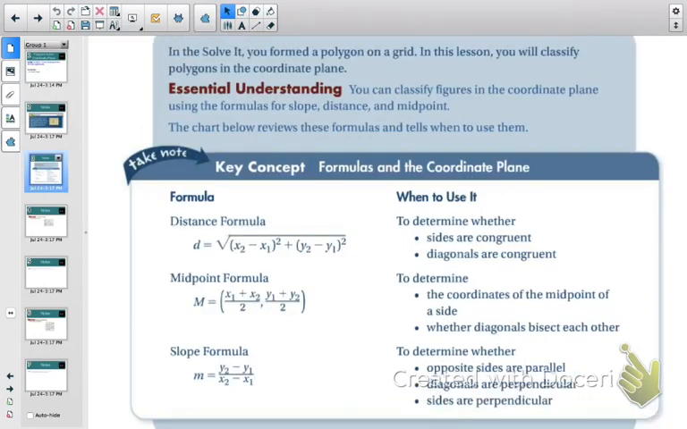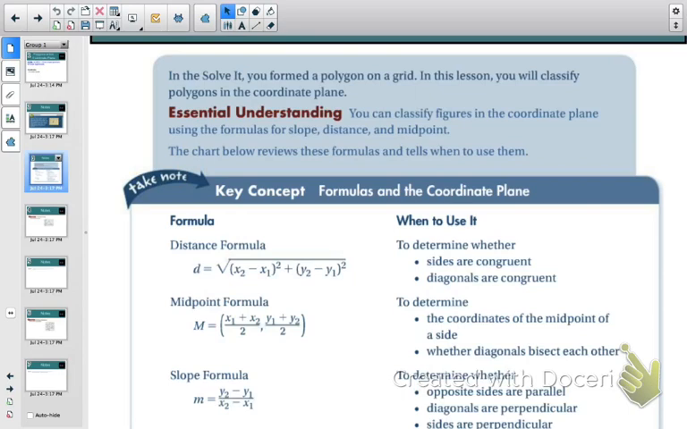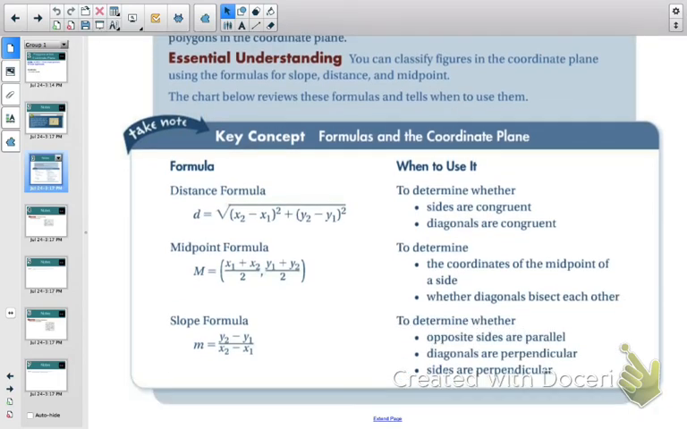Okay, so we've talked about these three formulas. We can use these to show that two figures are, for example, in the last one I showed that a triangle was isosceles by showing the distance was the same and then it formed a right angle. So we have the distance formula. These are all important. You should have these written down somewhere. Use the distance formula to determine whether sides are congruent or diagonals are congruent. So basically to determine congruence.